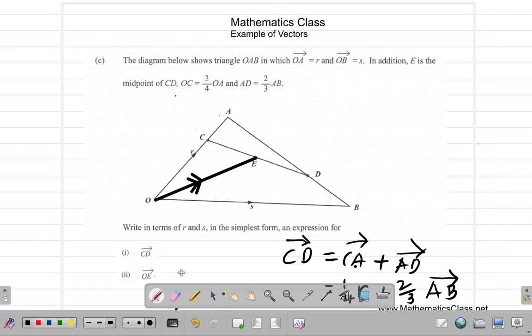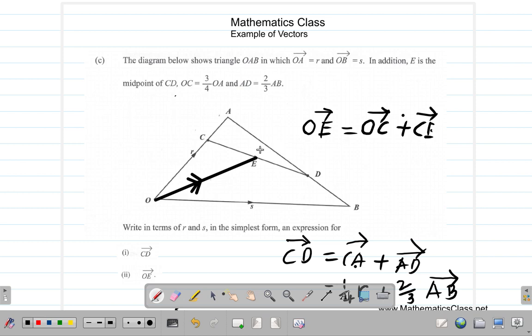So you can see from up here, OE, the vector OE. That is, if you run from here to here, from O to E, it is equal to OC. So it's OC, that is OC, plus going from C to E, or CE. Do you see that?